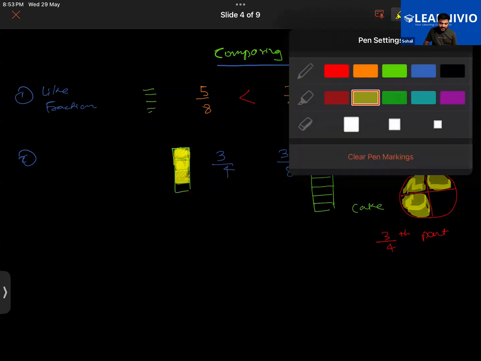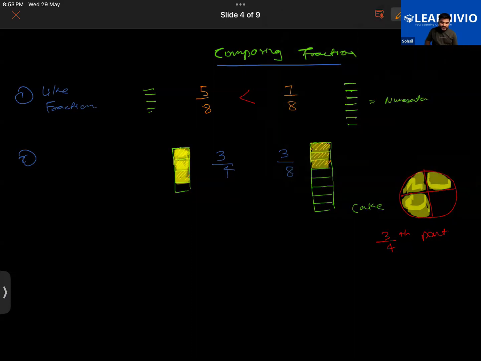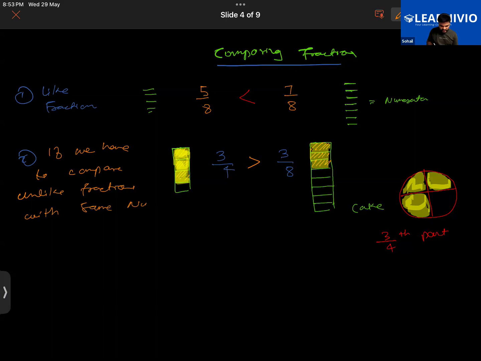But the main thing you should keep in your mind is that in this manner you might get confused or forget it. So basically, if we have to compare unlike fractions with the same numerator, then what did I say?